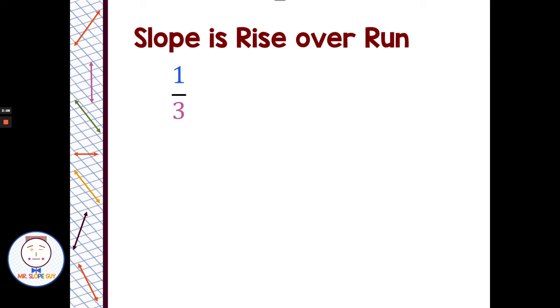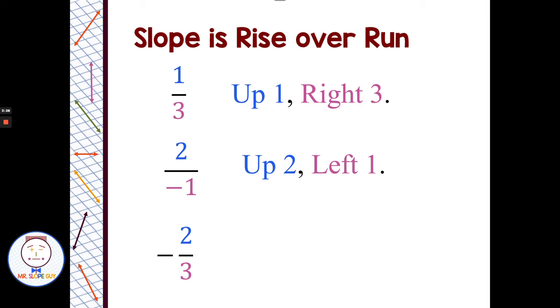So let's say we have a slope of 1/3. What would that mean for moving up, down, left, right? Well, a positive 1 would be up 1, and a positive 3 would be right 3. How about 2 over -1? Well, that's a positive 2, so we can go up 2, and a -1 would indicate left 1.